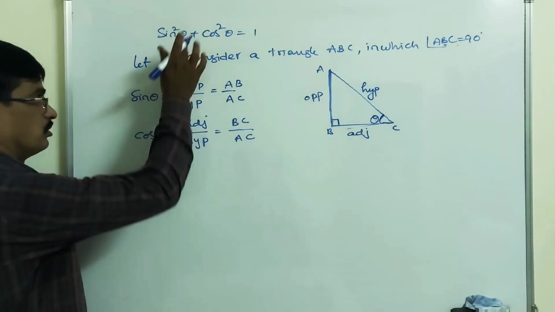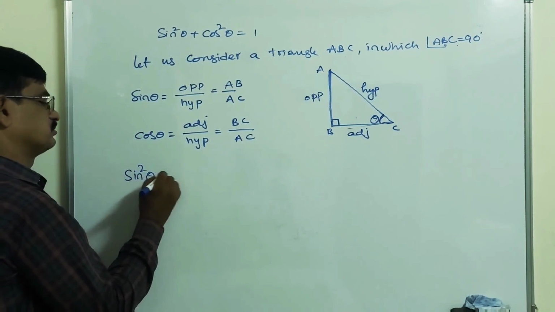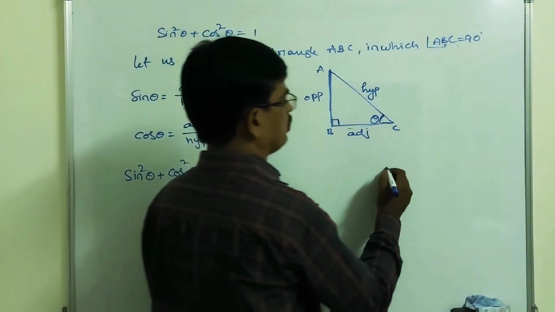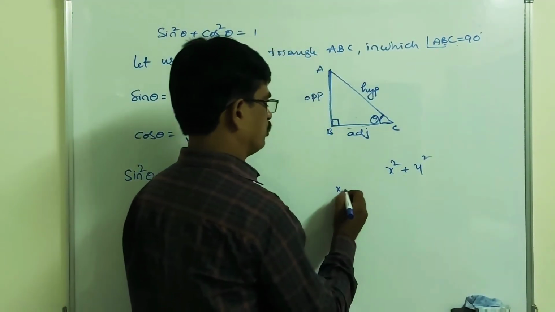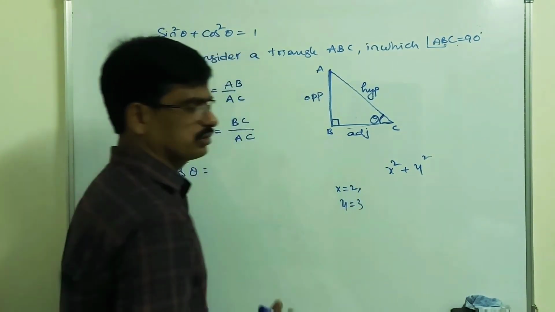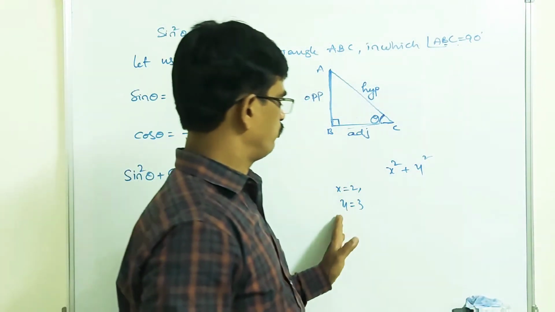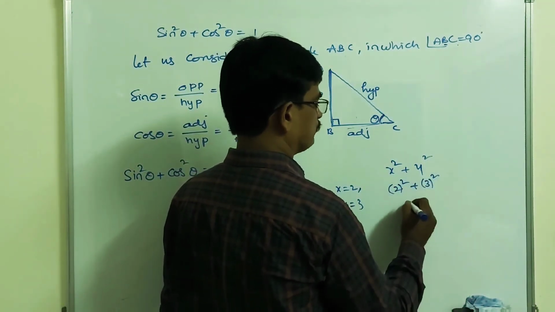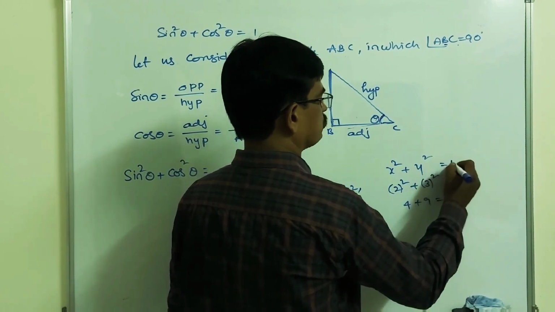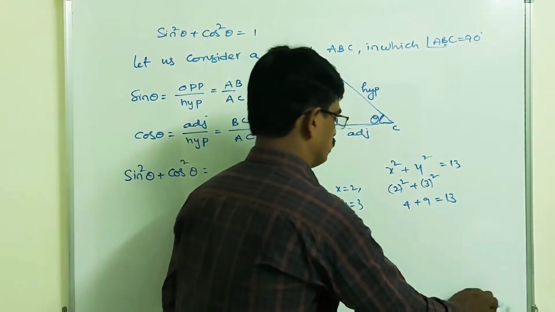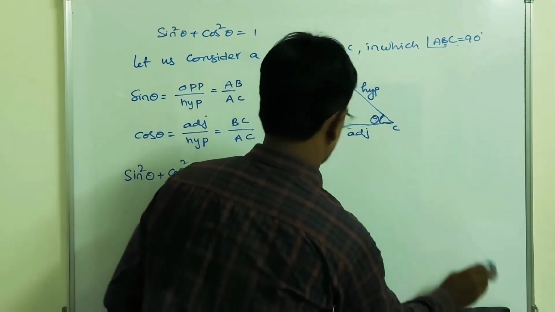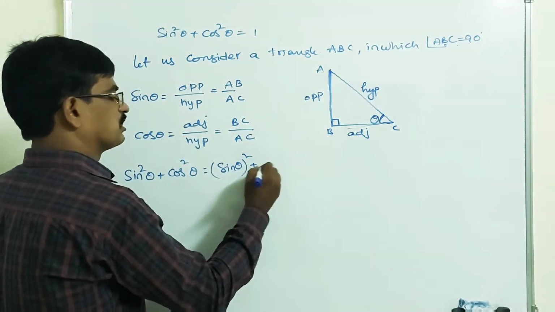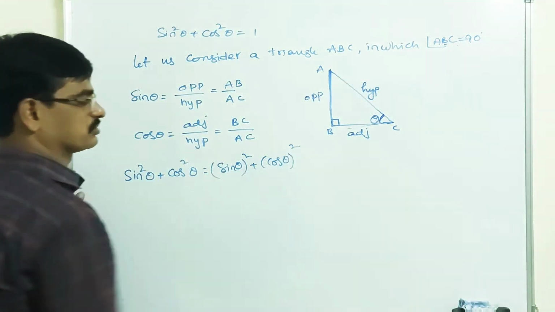Now write the LHS part of the given identity, sin square theta plus cos square theta. For example, x square plus y square is there, where x is equal to 2 and y is equal to 3. We just replace x by 2 and y by 3. That is the method of substitution. That is 2 square plus 3 square, that is 4 plus 9 is equal to 13. In this way, we have to replace here also. Sin square theta means sin theta whole square, cos square theta means cos theta whole square.